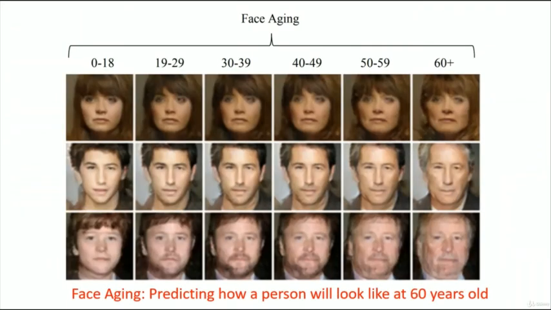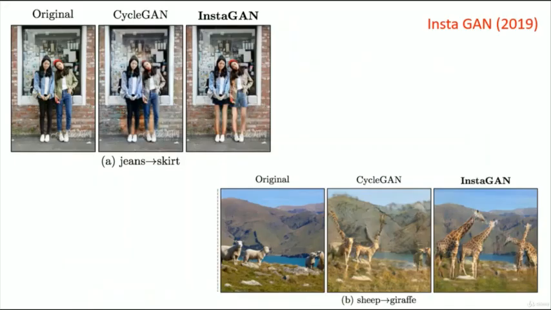We also have face aging, so we can predict how a person will look after he's grown up. For example, here after 60 years old. This is what a person looks like at the age from 0 to 18, and this is what a person looks like at the age 60 plus, so 60 and over 60. And another architecture is called InstaGAN. This is a slightly modified architecture of CycleGAN, and as you can see, these are the results.